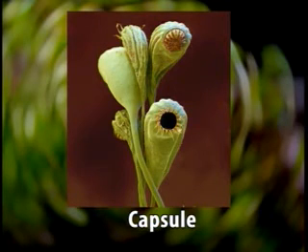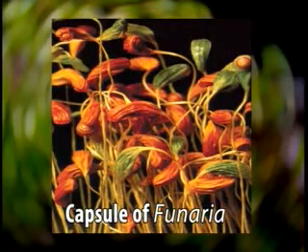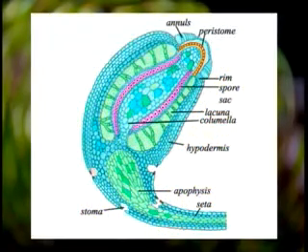It is pear-shaped and green at first, but later turns yellow and then orange. Its upper portion is covered by a conical hood or cap, the calyptra. At maturity, the calyptra falls off, laying bare its apex. The complex internal structure of the capsule can be studied in longitudinal section. It has three distinct regions.